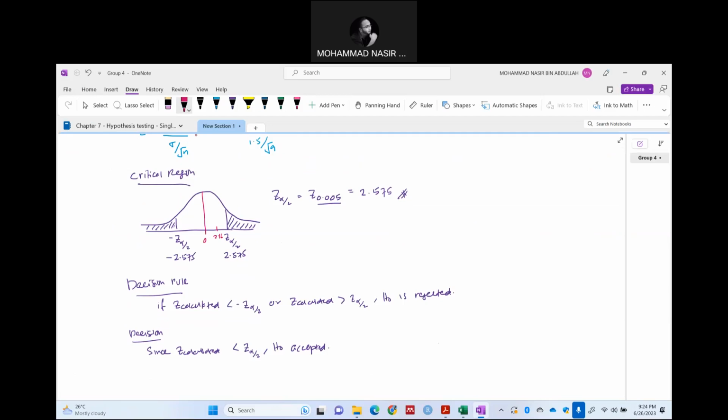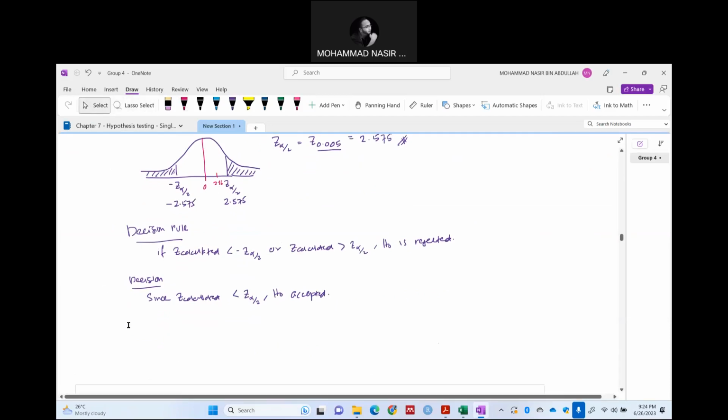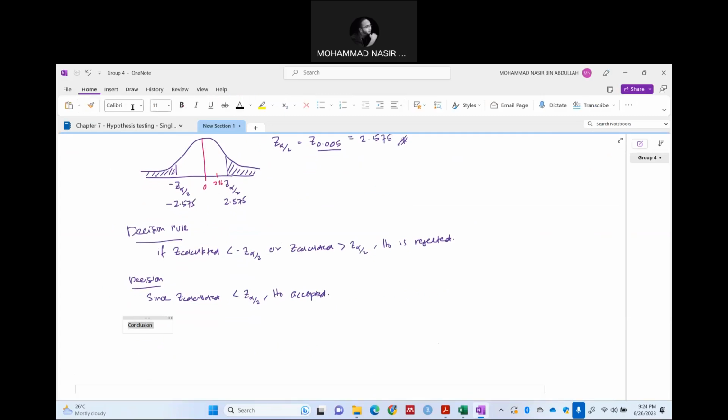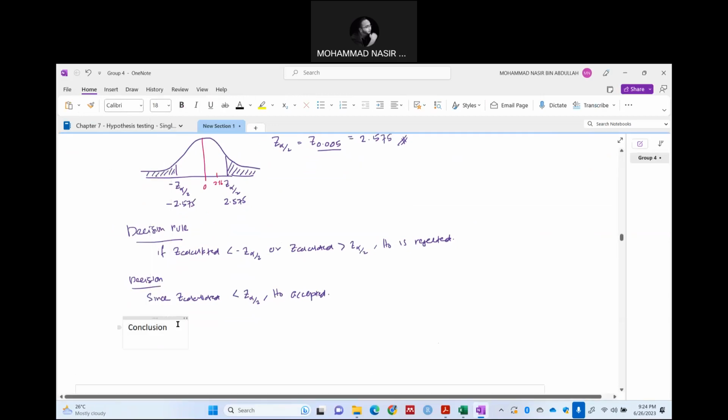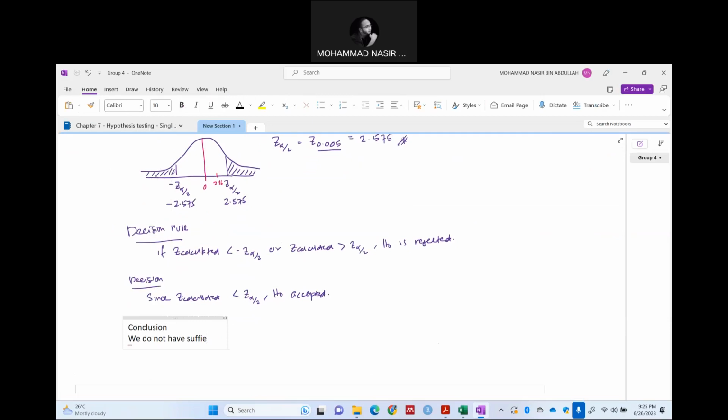So that means, how to conclude this one? Conclusion. We do not have sufficient evidence to reject the null hypothesis. So the data does not give strong evidence against the claim.